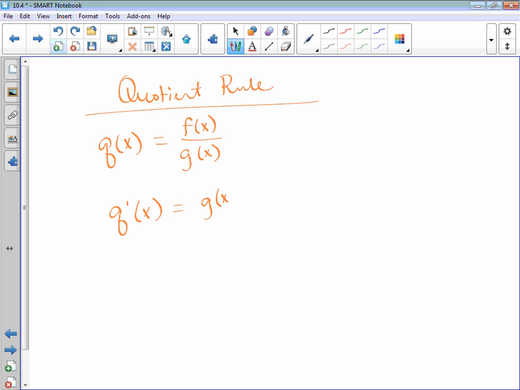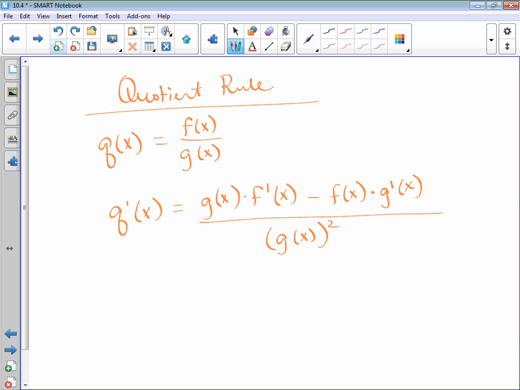So your numerator here is going to be g of x times f prime of x minus f of x times g prime of x. What does that look really similar to? The product rule. It's the exact same thing as the product rule, but we're subtracting instead of adding. And just think about exponent rules. Division, you subtract. Multiplication, you add, right? Okay. And then it's over g of x squared.